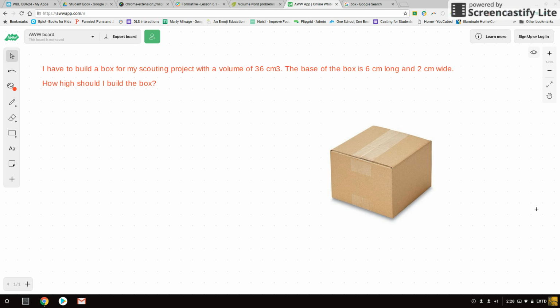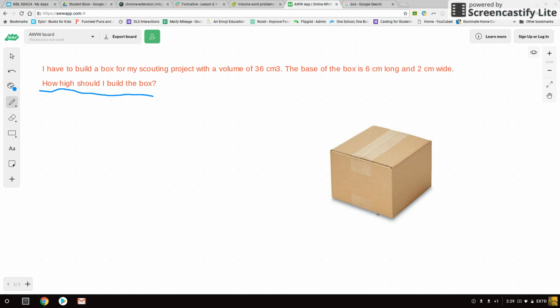It says I have to build a box for my scouting project with a volume of 36 centimeters cubed. That means the volume has to be 36 centimeters cubed. So that's how much space it needs to take up. We know a couple of things. We know that the base of the box is 6 centimeters long and 2 centimeters wide. So our question is, how high do we build that box? That is our question right there. That's what we're trying to solve.